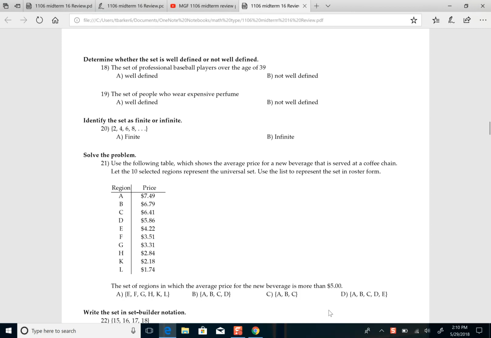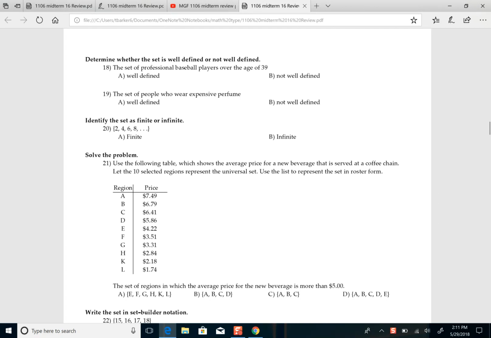So here's part 2 of the review for the midterm. This part is on sets. So let's start with number 18. The directions are determine whether the set is well defined or not well defined. So 18 says the set of professional baseball players over the age of 39.